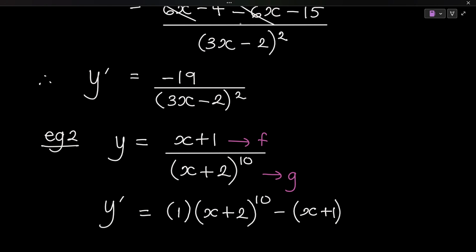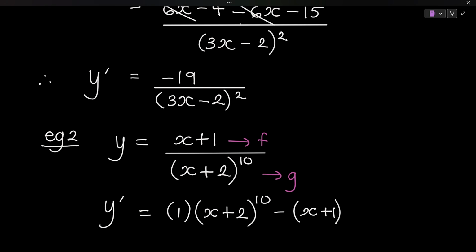Now to get g prime, something you need to understand about g prime here is that you will have to apply the chain rule. And the reason is because we have an exponent outside the bracket, so we have to differentiate according to the exponent first, and then we have to differentiate according to what we have inside the bracket. So we've got two functions. There's a function outside the bracket and then a function inside the bracket.